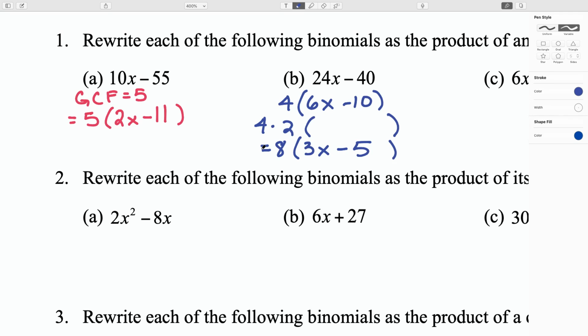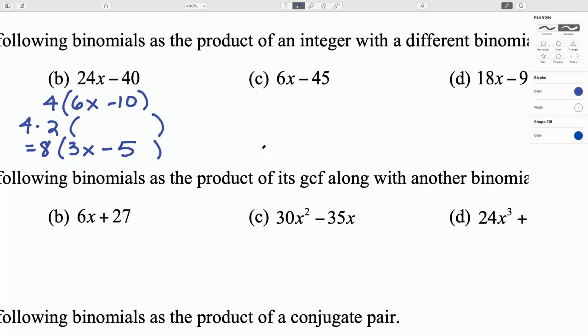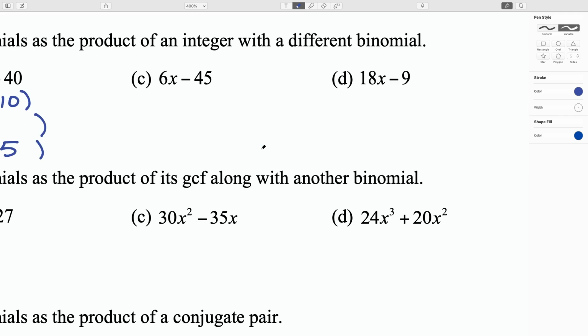How do I know I'm done? Because 3x minus 5 does not have any common factors between the terms. Let's do C. Maybe you want to try C first to see if you understand. So pause the video and try C and D, and then I'll review it with you. If you're just copying and listening, that's not enough to really understand the math. So it's very important that you try and practice first.